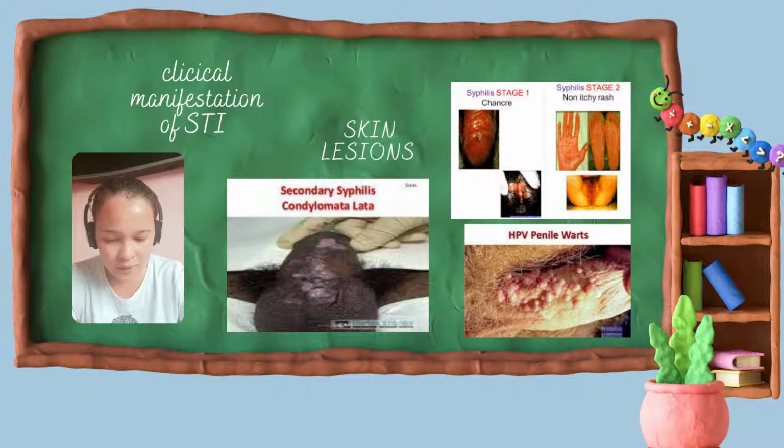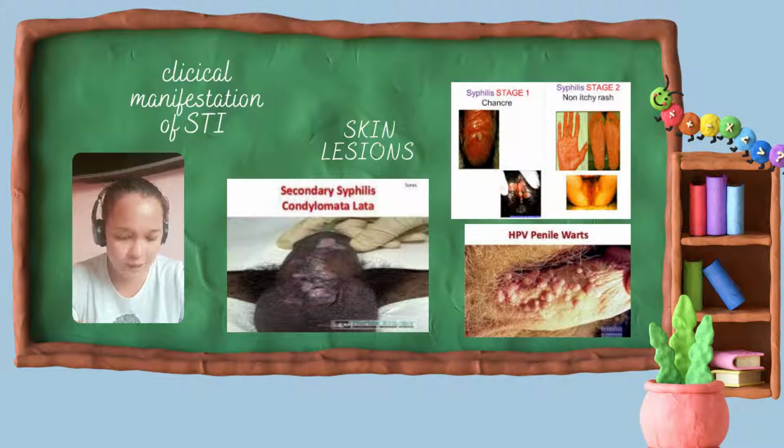Second lesion is granulomatous reactions, typical of granuloma inguinale. Third is rashes, commonly seen in secondary syphilis, gonorrhea, and candidiasis. Fourth is warty lesions, characteristic of condylomata acuminata and molluscum contagiosum.